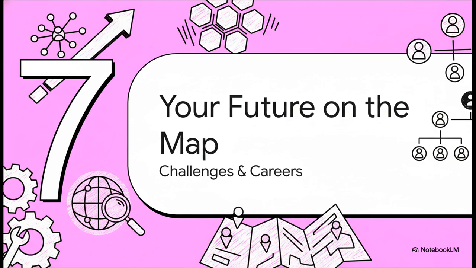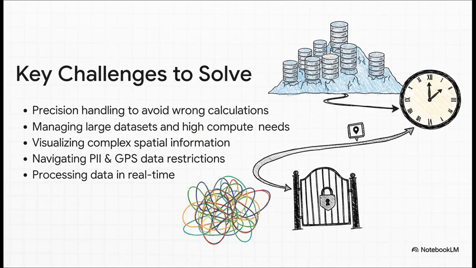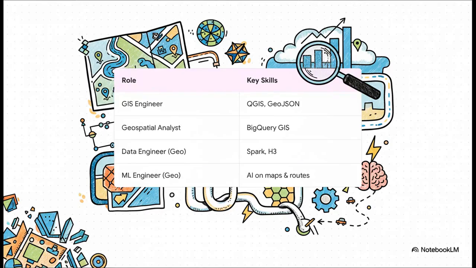So where is all this headed? Well, this is a field that is growing like crazy, but it definitely has its own unique set of challenges, which of course means there are some incredible career opportunities opening up. The really big problems that engineers are tackling right now are things like making sure calculations are perfectly precise, because even a tiny error can have huge consequences. They're figuring out how to manage just unbelievable amounts of location data, how to visualize it all so it makes sense, and, this is a big one, how to do all of it in real time while being super respectful of user privacy. All those challenges create a huge demand for people with these skills.